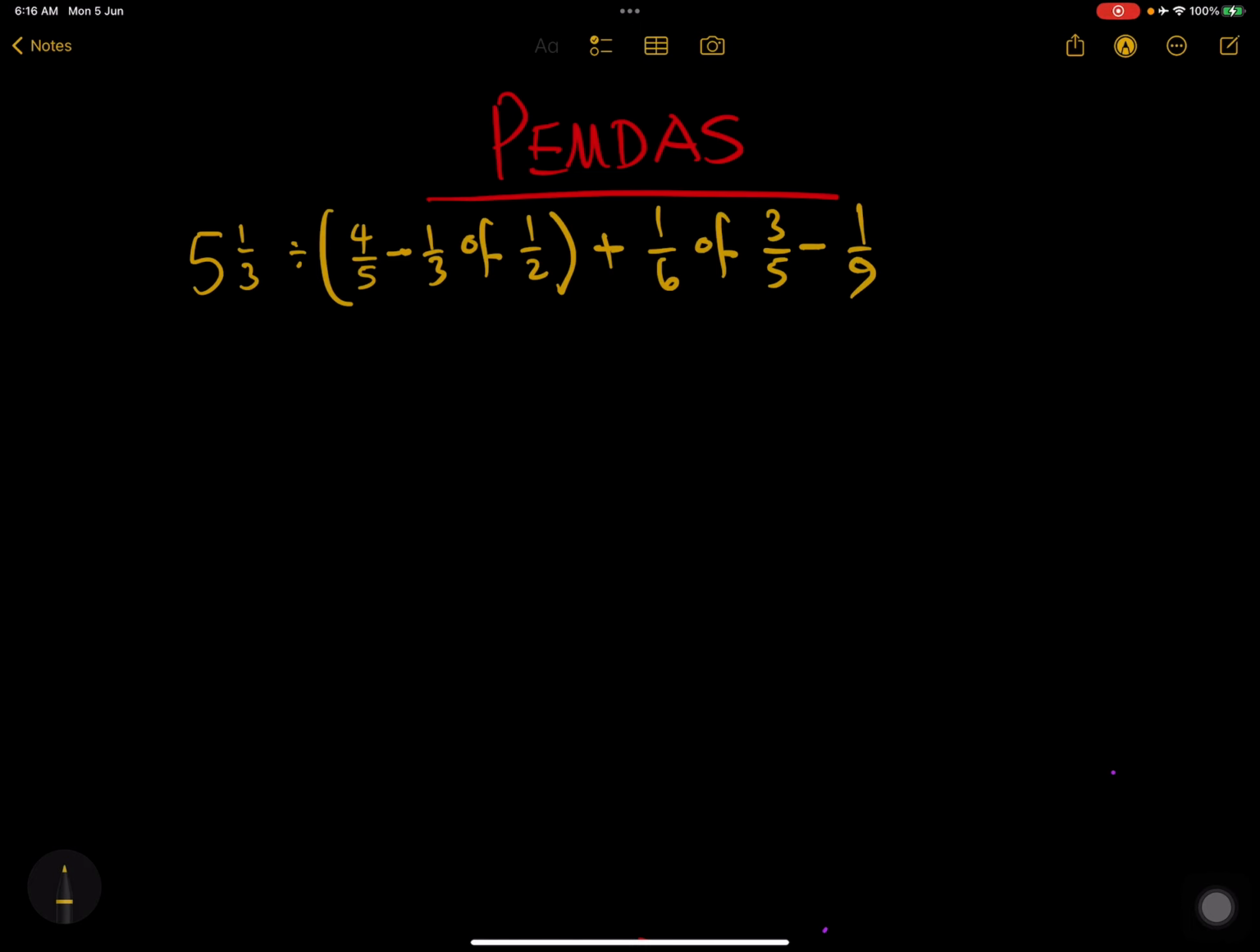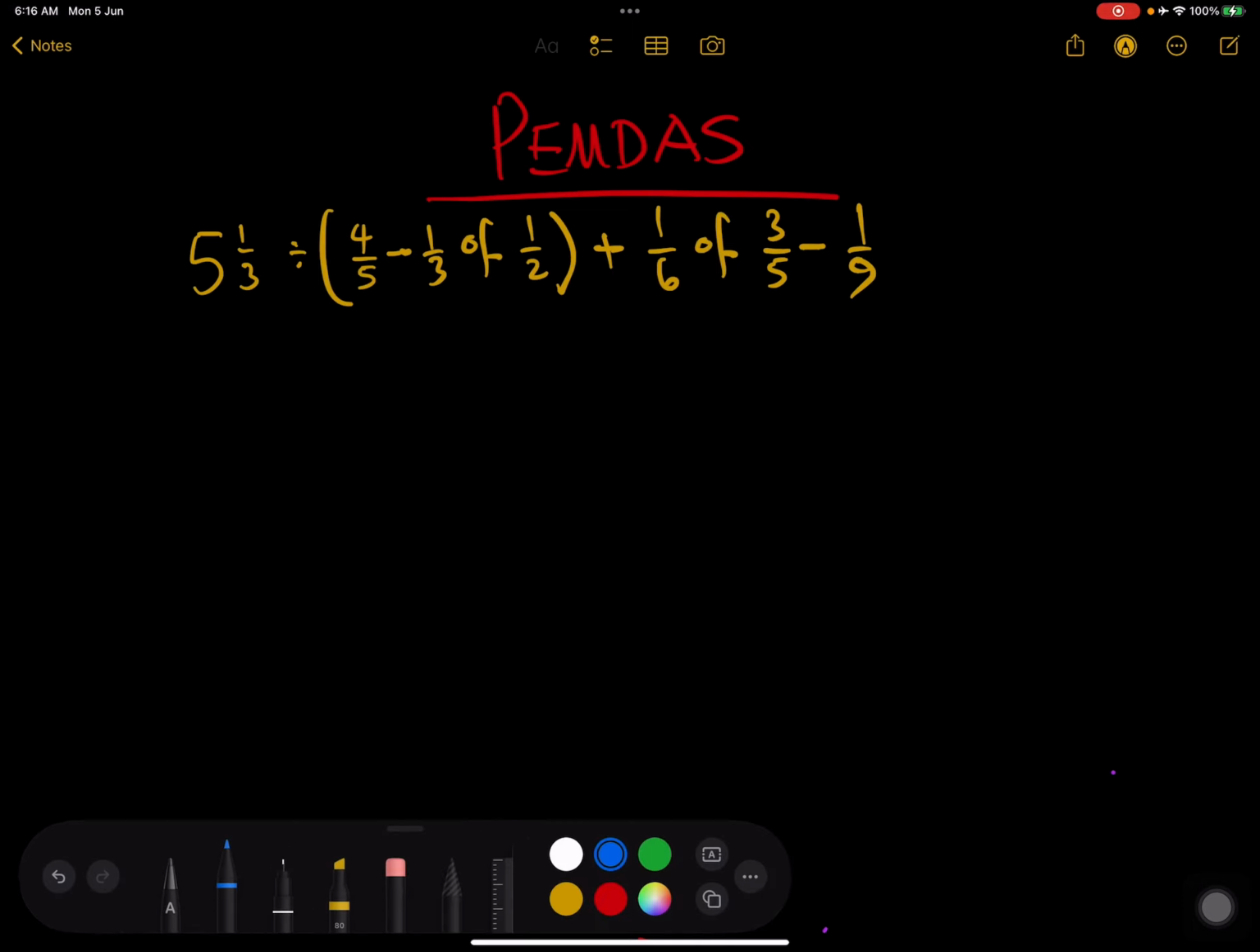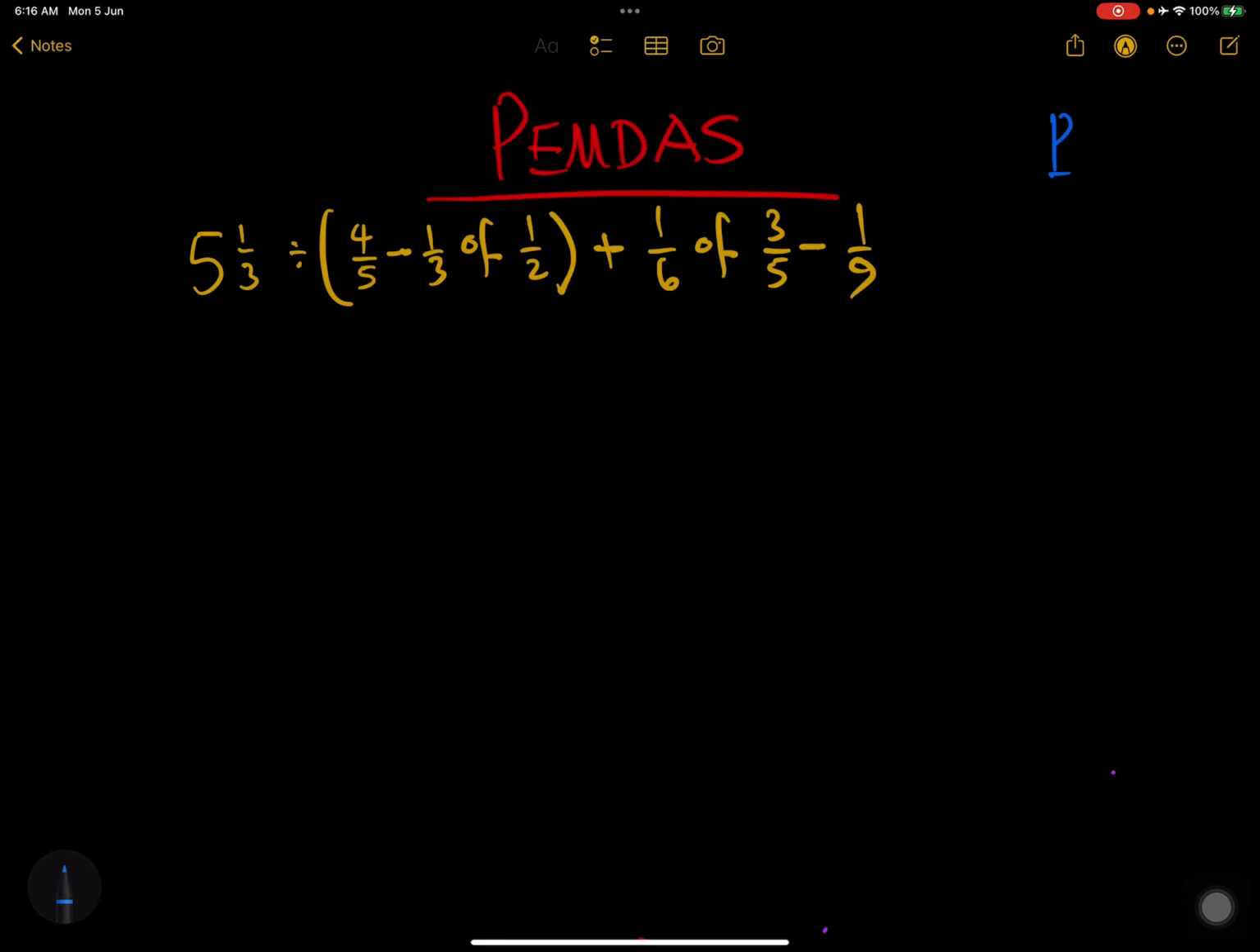The first thing we need to ask ourselves is, what does PEMDAS say? It says that we should first solve the part that is in parentheses, the bracket. So first introduce an equal to sign. Always introduce an equal to sign when you're starting a math problem if there is not an existing equal to sign in the problem that you're doing.